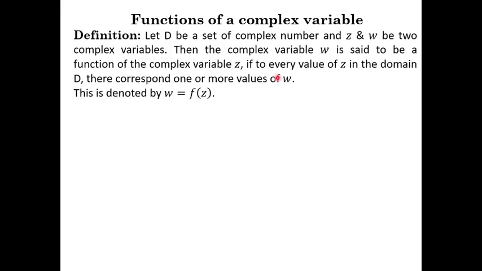Definition: let D be a set of complex number and Z and W be two complex variables. Then the complex variable W is said to be a function of the complex variable Z if to every value of Z in the domain D there correspond one or more values of W. This can be denoted by W is equal to f of Z.